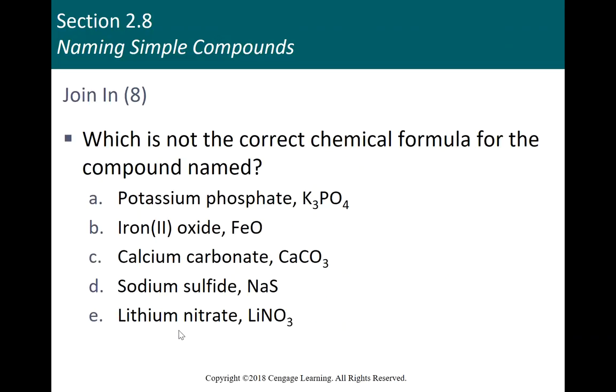Which is not the correct chemical formula for the compound named. So potassium phosphate. Potassium's a +1, phosphate's a -3. Iron 2 oxide, +2, -2, that one's good. Calcium carbonate, +2, -2, that one's good. Sodium sulfide, sodium's a +1, sulfur's a -2. So if you cross that, if you put the -2 down here, then we need a 2 there. So the correct choice on this one is D. That's not the correct formula for the compound name.